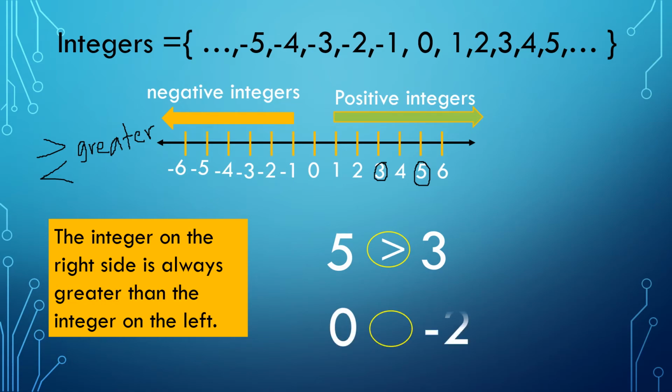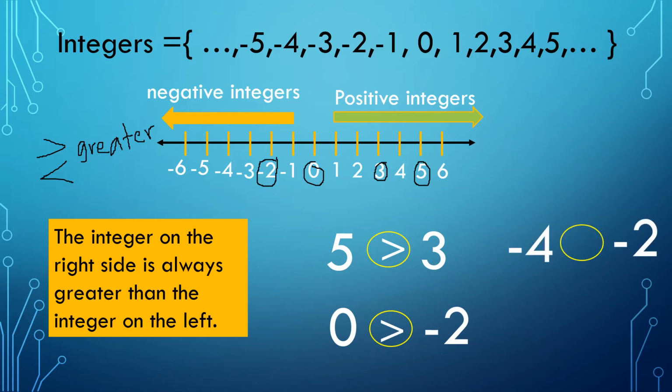Next, 0 and negative 2. So 0 is here and negative 2 is here. So 0 is on the right, therefore 0 is greater than negative 2.